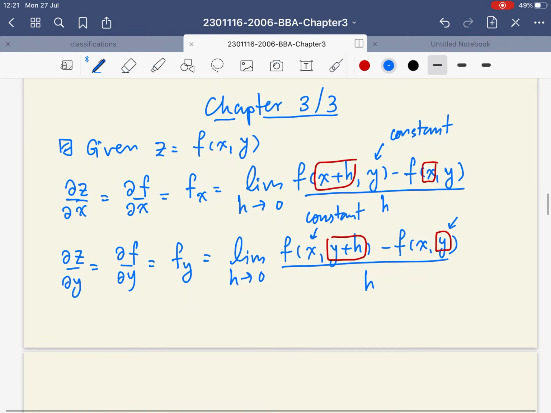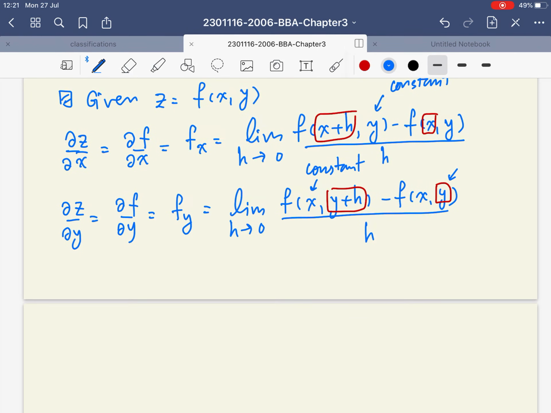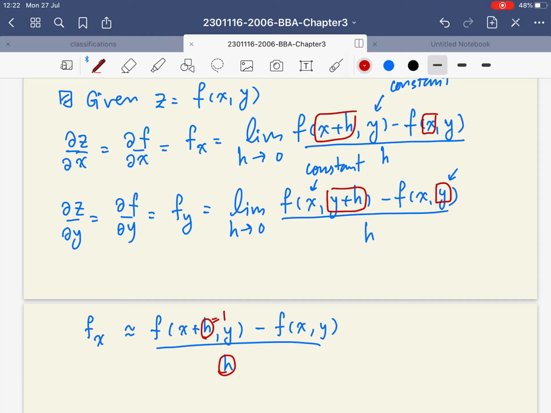All right, today what we are going to do is some kind of approximation. Instead of using the limit, we can say that f sub x can be approximated by f of x plus h, y minus f of x, y over h. In particular, your h is usually 1, so it becomes f of x plus 1, y minus f of x, y.